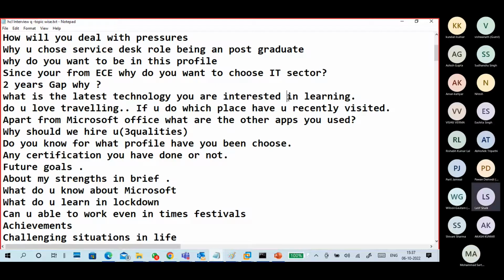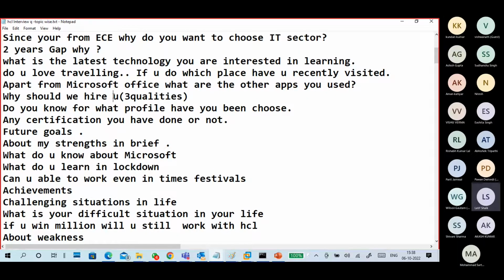Cross questioning is there. Apart from Microsoft Office, do you know any other software? Why should we hire you? You have to mention three main qualities. Why should I reject you? If you don't get a job, what will you do? If you are not selected in this interview, what will you do? These are other types of tricky questions. Actually, there is no proper answer for any of these.